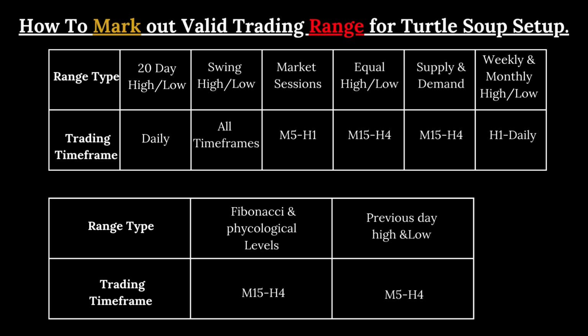Equal highs and lows, supply or demand zones, psychological levels, and Fibonacci levels can be traded on the M15 to H4 time frames. The previous day's high or low is valid for intraday setups. Monthly and weekly highs and lows can be traded on the H1 to daily time frames. The time frame you choose depends on your trading style. Swing traders typically focus on the daily and 4-hour charts. Intraday traders tend to go down to the 1-hour and 15-minute charts.